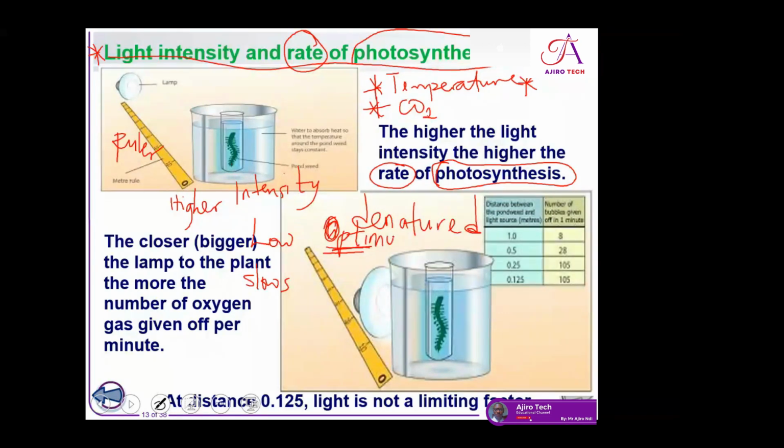Optimum temperature is more like what we call an ideal temperature. If this is the rate of an enzyme action, and that's temperature, at the start, when the temperature is low, the enzyme activity is also low. But as the temperature increases towards the optimum temperature, the enzyme activity is at the highest, at the peak. So optimum temperature refers to the temperature at which the activity of the enzyme is at the peak. It's more like the best temperature at which the enzyme functions.